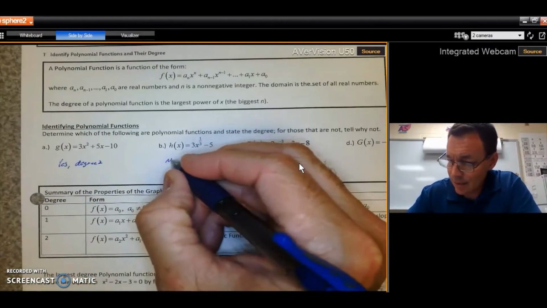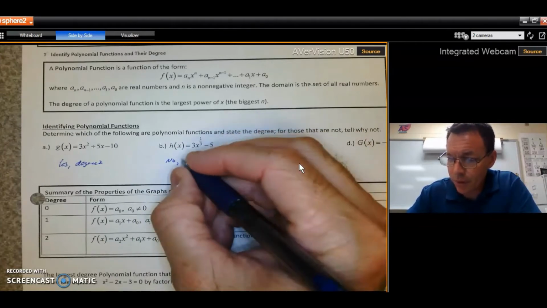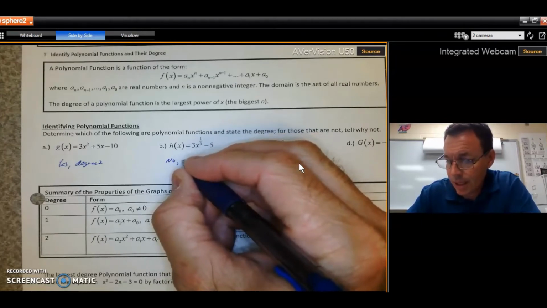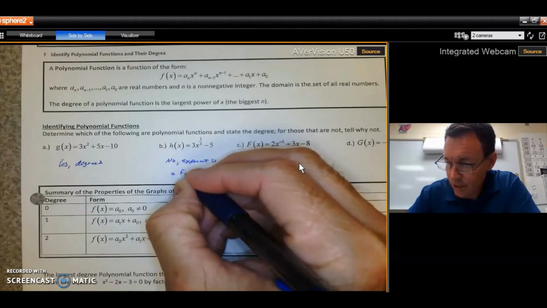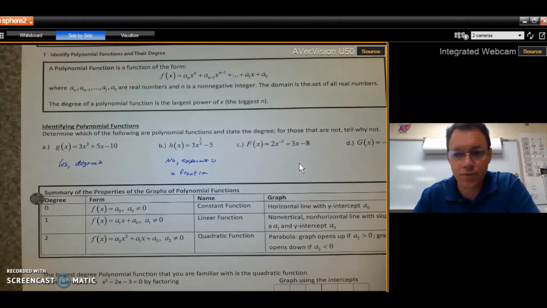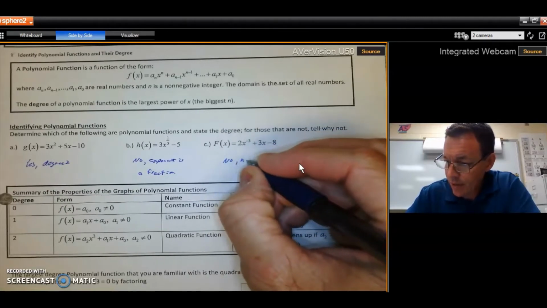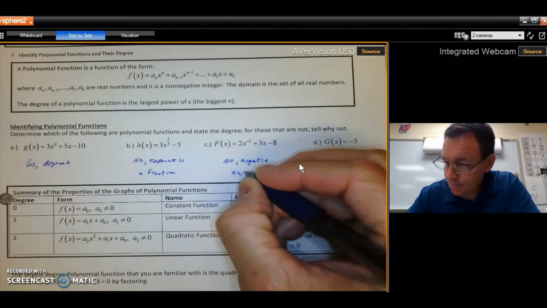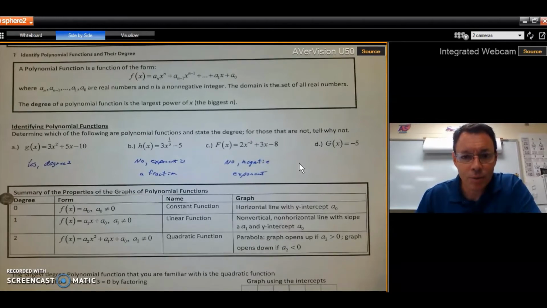This is not, no, because of this fractional or rational exponent. So you could just say the exponent is a fraction or is not an integer. That's what the directions say, integers. There's no fractions. This one, also no, we have a negative exponent. So that one is not a polynomial either.